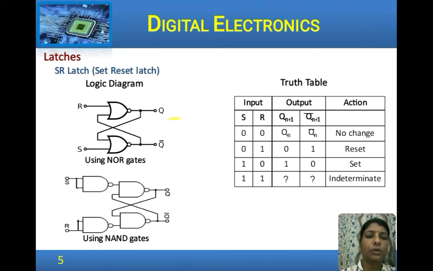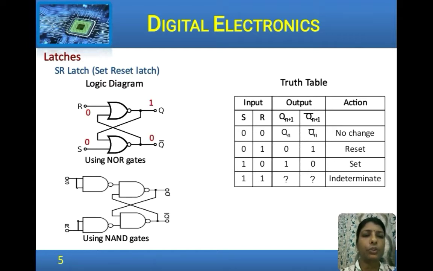So, if Q is 0 and S and R are given the value 0, 0, then the output remains 0. If Q is 1 and S and R are given the values 0, 0, the output remains 1 itself. So, that is what is represented. The next state Qn+1 remains the same as the present state Qn. Let us see this with the diagram.